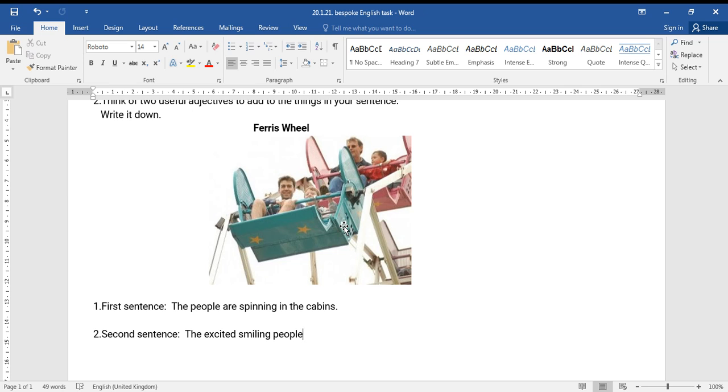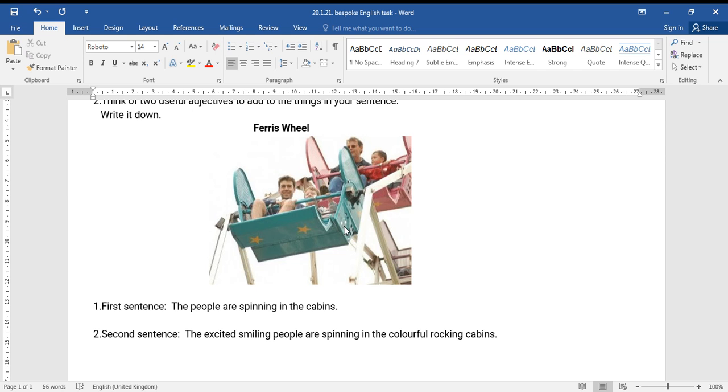The excited, smiling people are spinning in the colourful rocking cabins, and I need to remember my full stop. Now I'm going to read that sentence through. The excited, smiling people are spinning in the colourful rocking cabins. Very pleased with my adjectives. I don't need to change any of those.